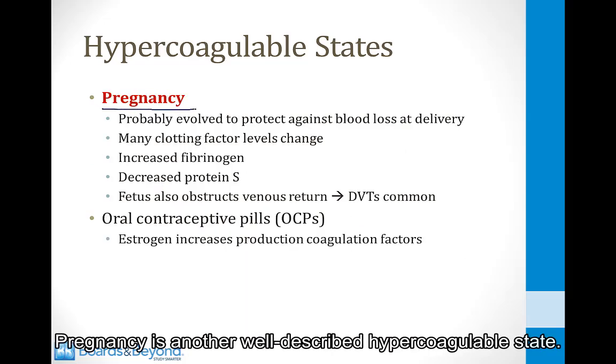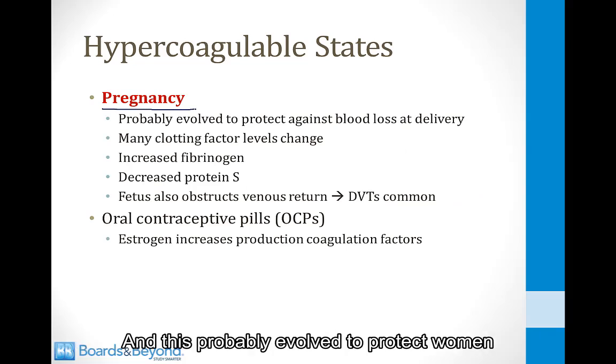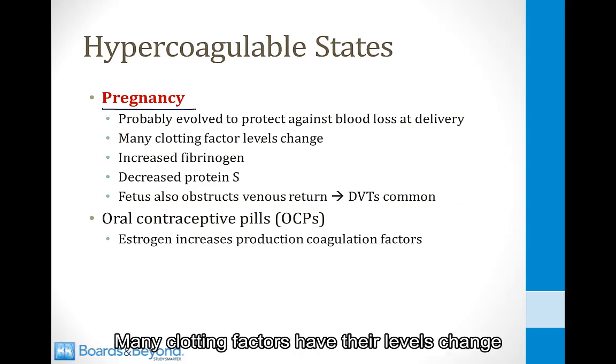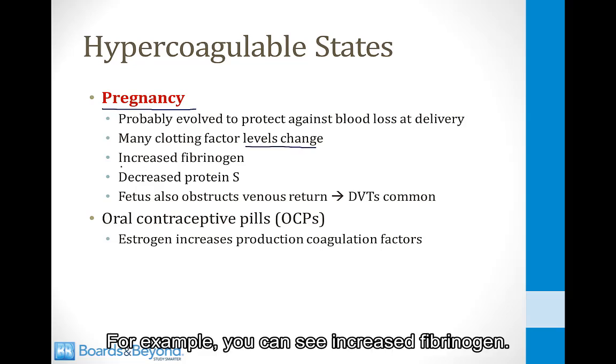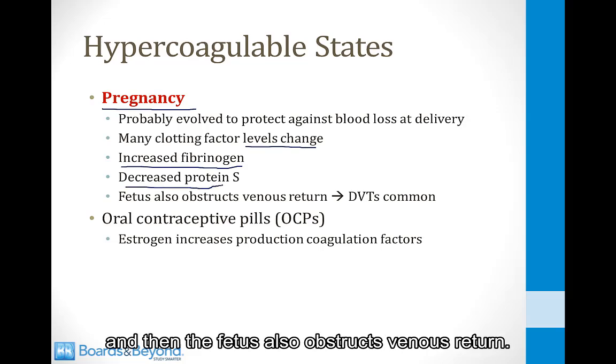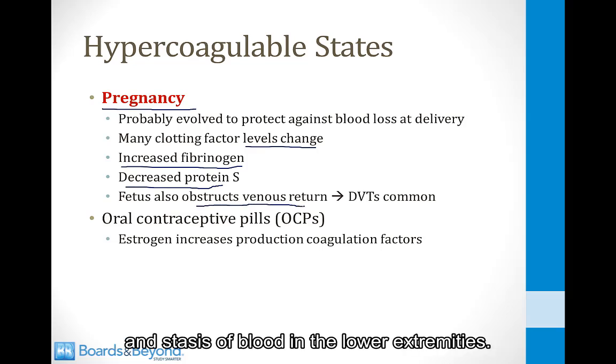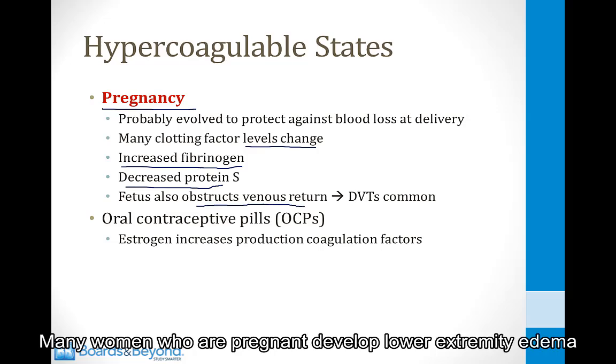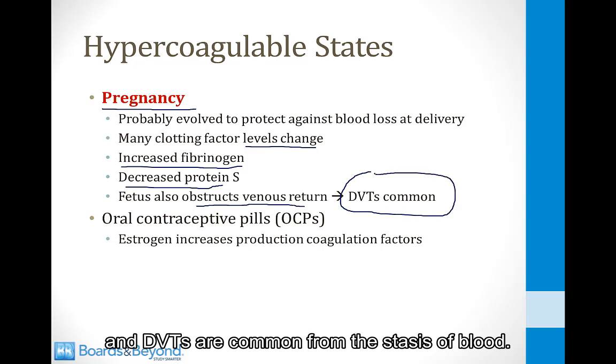Pregnancy is another well-described hypercoagulable state, and this probably evolved to protect women against excessive blood loss at delivery. Many clotting factors have their levels change when women are pregnant. For example, you can see increased fibrinogen. You can also see decreased protein S. And then the fetus also obstructs venous return, so this can lead to pooling and stasis of blood in the lower extremities. Many women who are pregnant develop lower extremity edema, and DVTs are common from the stasis of blood.